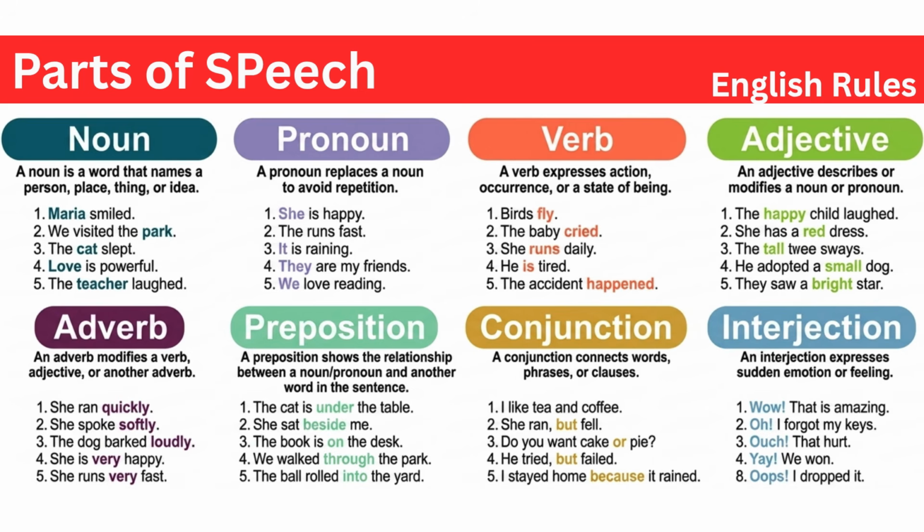6. Preposition. A preposition shows relationship and location. The cat is under the table. She sat beside me. The book is on the desk. We walked through the park. The ball rolled into the yard.